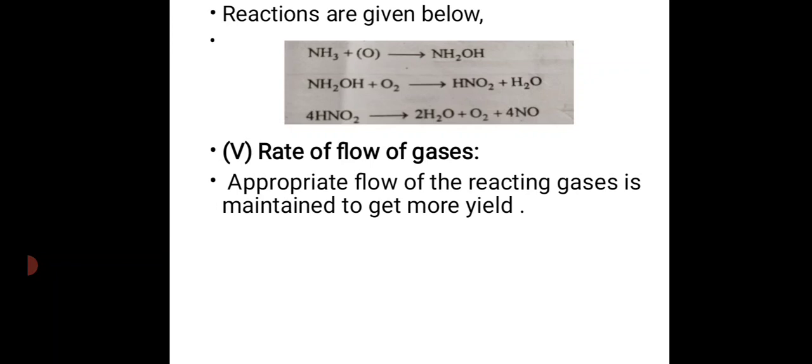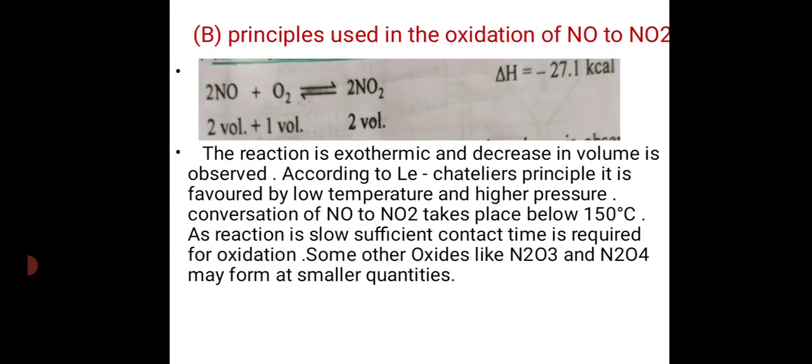Then second, NH2OH plus O2 gives HNO2 plus H2O. And third, 4HNO2 gives 2H2O plus O2 plus 4NO. Then last, the rate of flow of gases. Appropriate flow of reacting gases is maintained to get more yield.